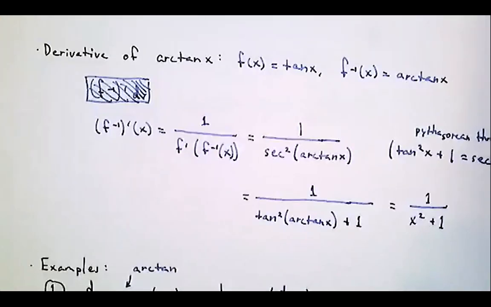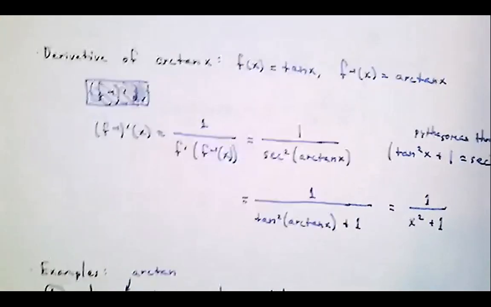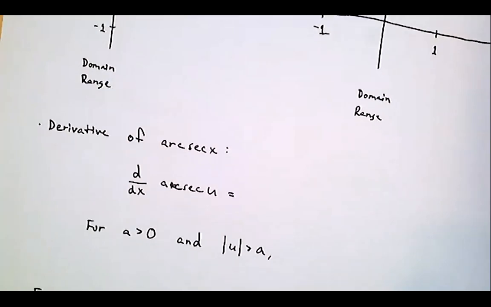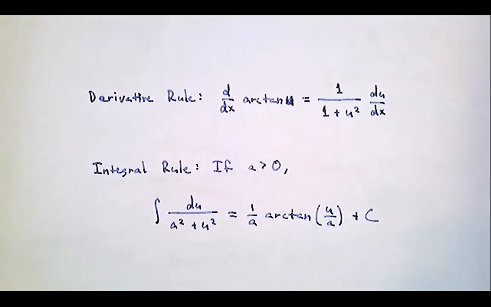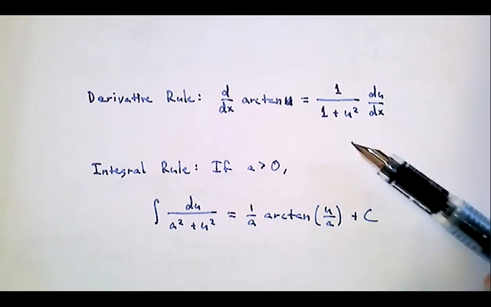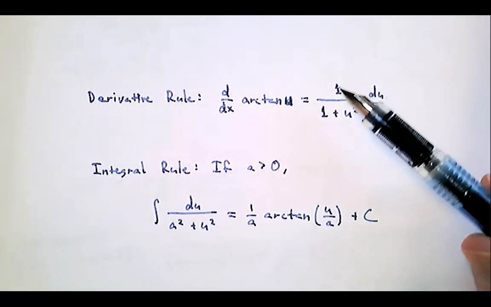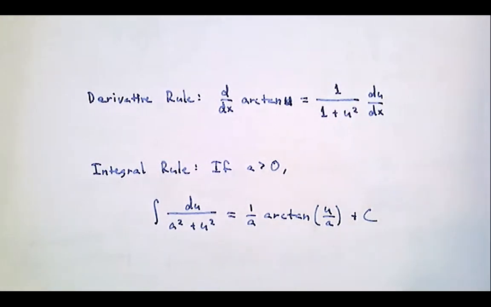Then we also learned the derivative of inverse tangent last time. So there was another rule to learn. And this particular derivative doesn't have any square roots in it. So it looks a little bit different than the derivatives of arc sine and arc cosine. And then we had a corresponding integral rule.